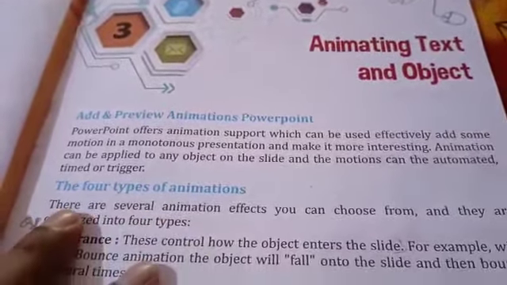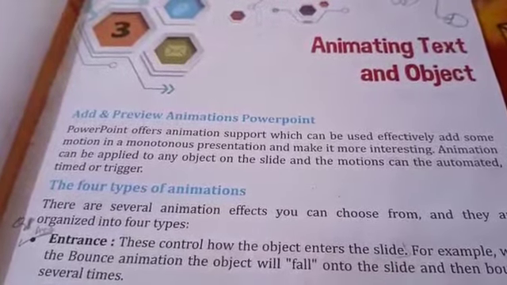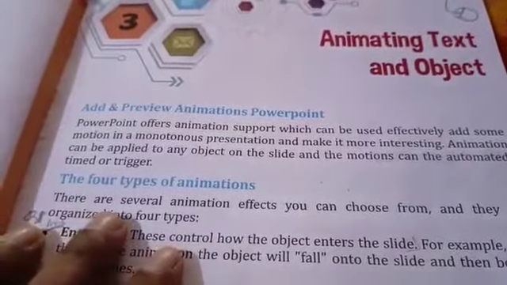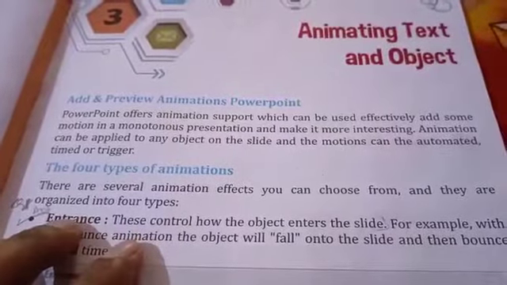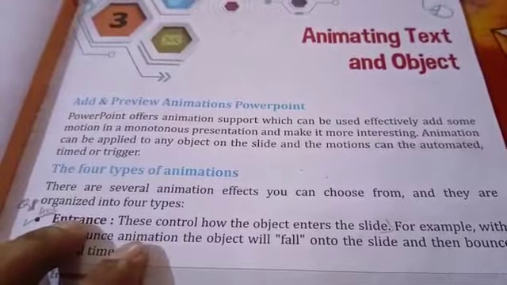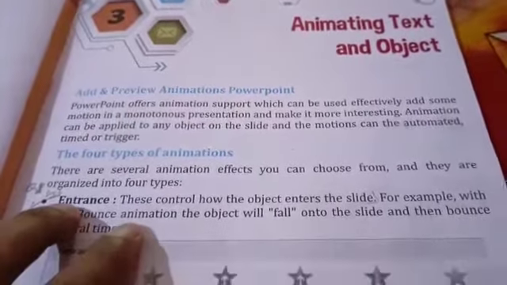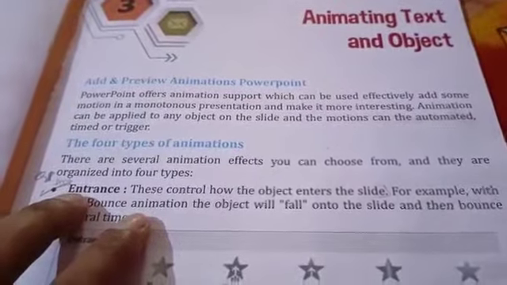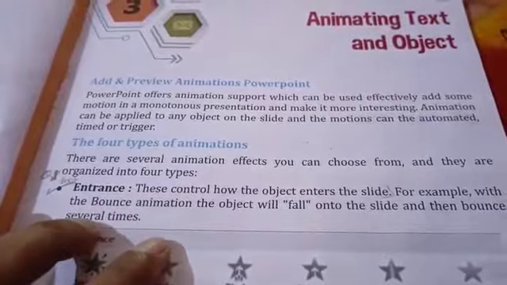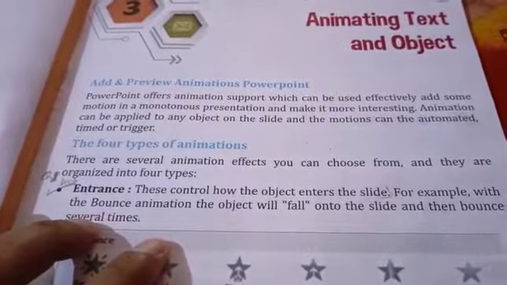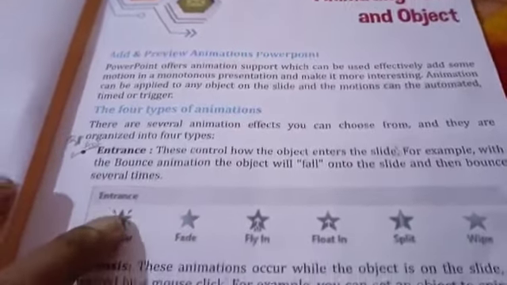Okay, next, the four types of animation. There are several animation effects you can choose from, and they are organized into four types. First, entrance. These control how the object enters the slide. For example, with the bounce animation, the object will fall onto the slide and then bounce several times.